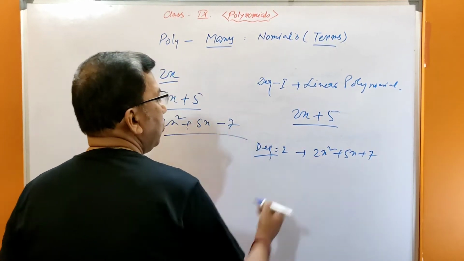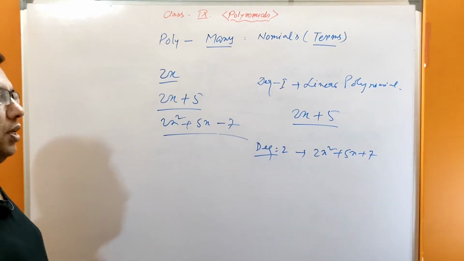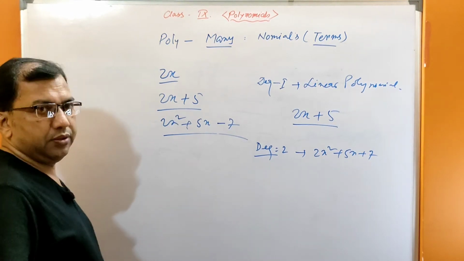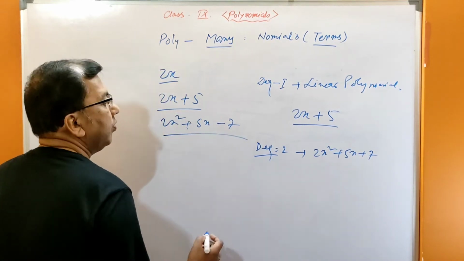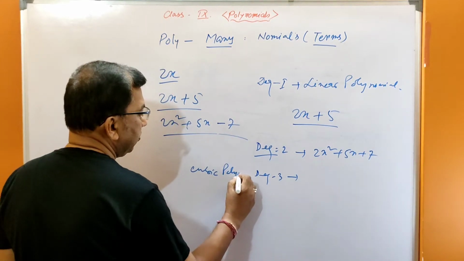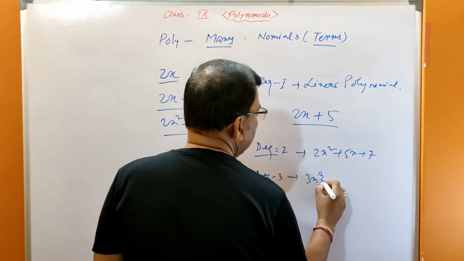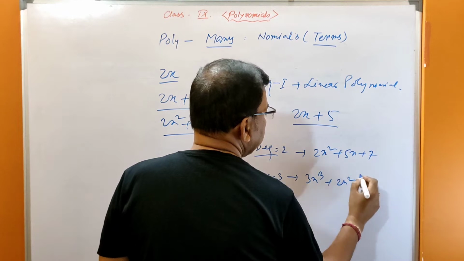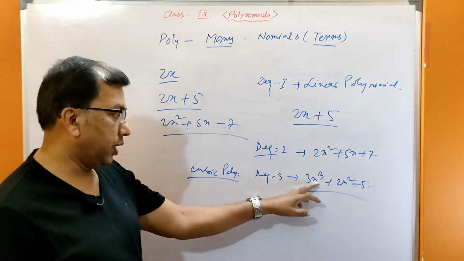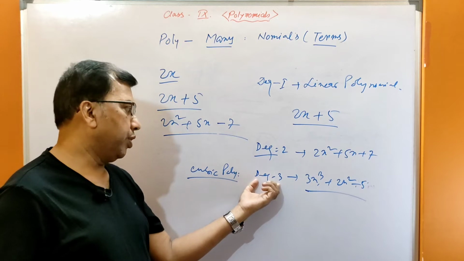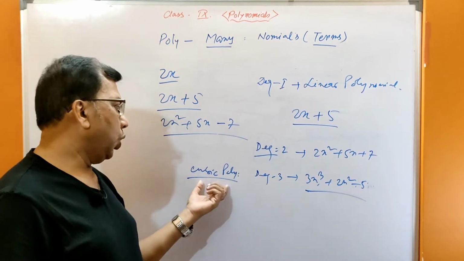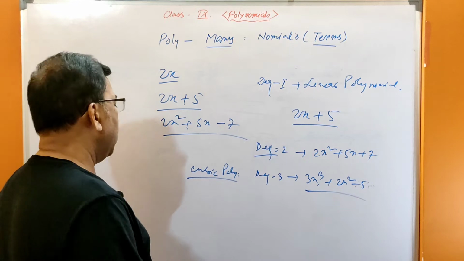So what is the degree? The highest degree is 2, so that is a quadratic polynomial. And one whose degree is 3 is a cubic polynomial. Suppose the degree is 3, that is known as a cubic polynomial, for example 3x cube plus 2x square minus 5x by 5, whatever you can write. What is the highest degree? The highest degree of the variable x is 3, so this is known as degree 3. Degree 3 polynomials, degree 2 polynomials, degree 1 polynomials: linear polynomials, quadratic polynomials, and cubic polynomials. One also extra there is the zero polynomial.